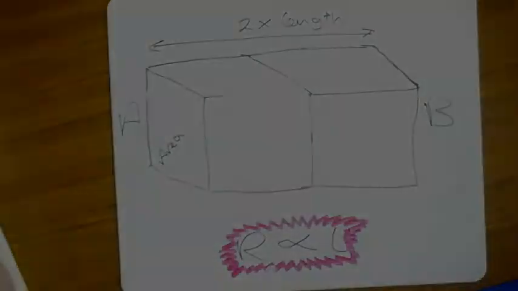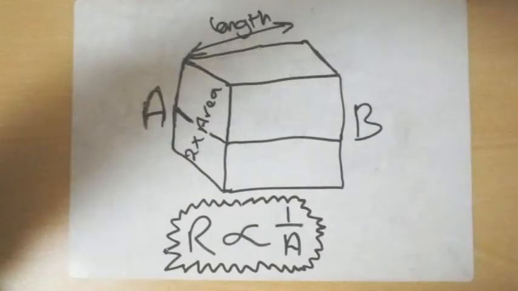The second block is removed and is instead placed at the side of the original block. This means that the cross-sectional area is now twice as much. Consequently, the resistance is halved, decreasing from 1 ohm to 0.5 ohms. This shows that the resistance is inversely proportional to the cross-sectional area.